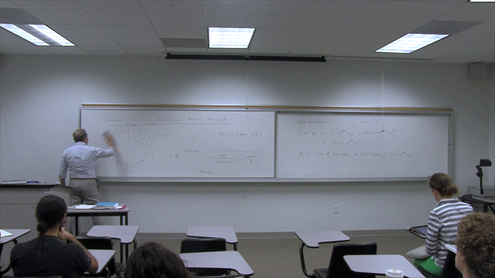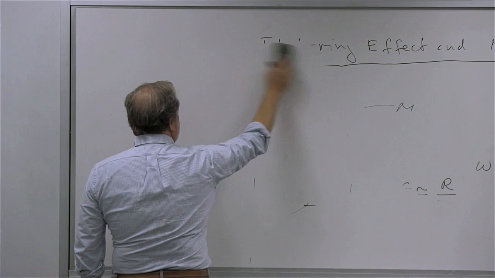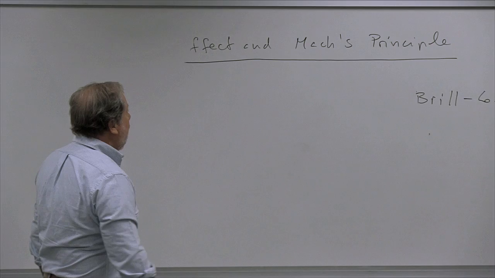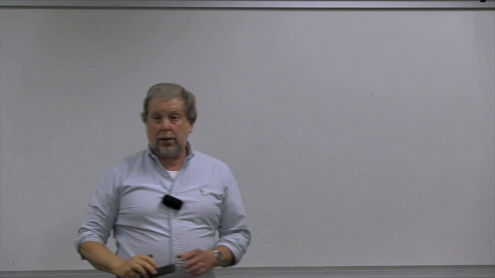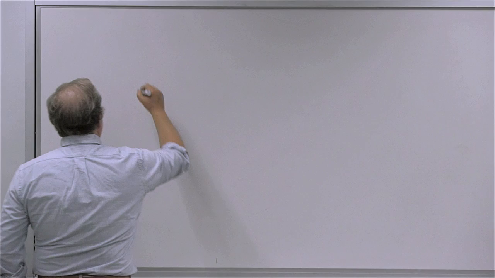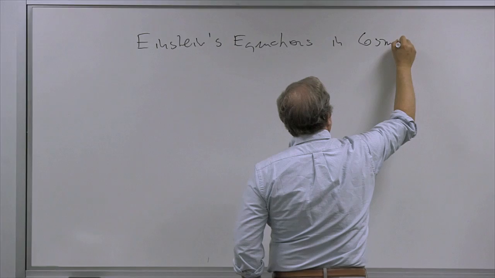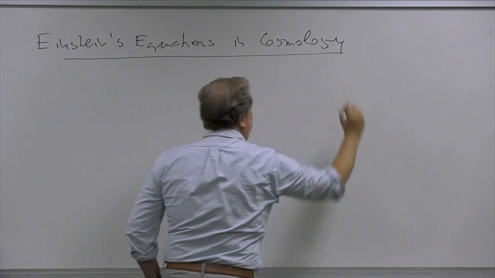anyhow, we are going to leave now this subject of the Lense-Thirring effect and, in general, what happens to the kind of solutions that one gets, which are similar to the Schwarzschild one, and instead look at a completely different context, which is the context of cosmology, right? So we are going to look at Einstein's equations in cosmology, right? And so at much larger scales than what we have looked at before.